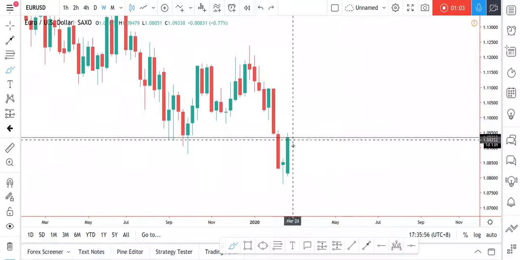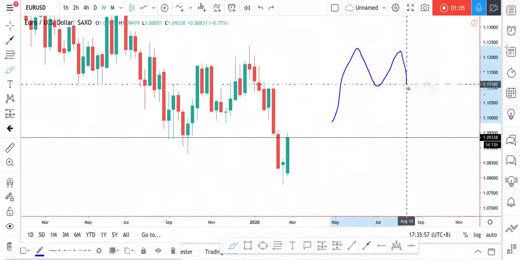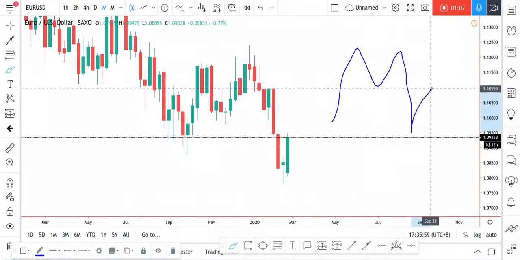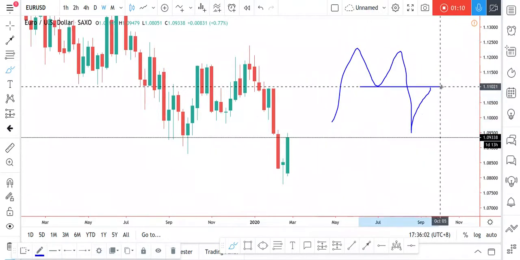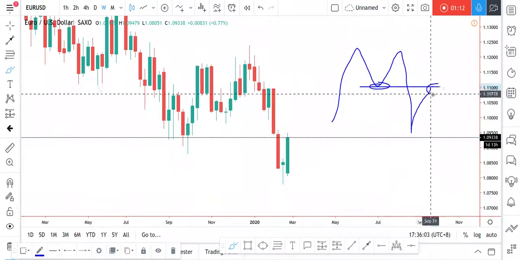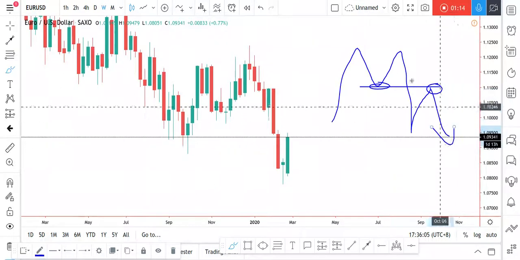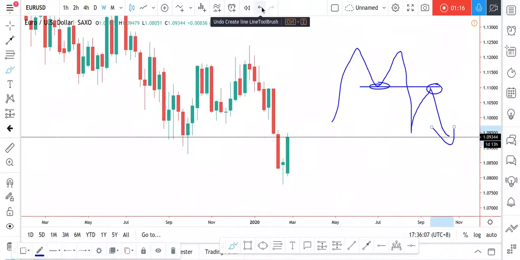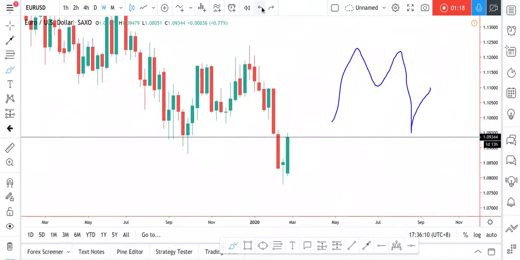Normally after an M formation there will be a pullback to the neckline, which is previous support now turned resistance, and we'll have a further fall or further continuation to the downside. So this is what we are looking at on this pair.